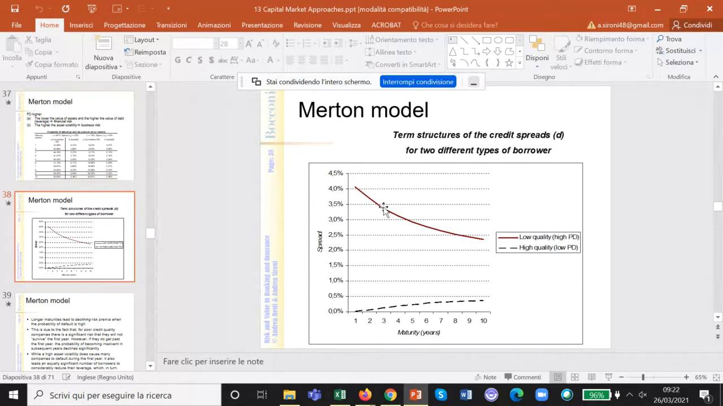Those are reported here, and as you can see, there is a very interesting result. For a good quality borrower, the spread is an increasing function of maturity. For a bad quality borrower, the spread is a decreasing function of maturity. So the term structure of credit spreads is very different for low quality borrowers, with high PD, and high quality borrowers, with low PD. Why do you think they behave so differently?